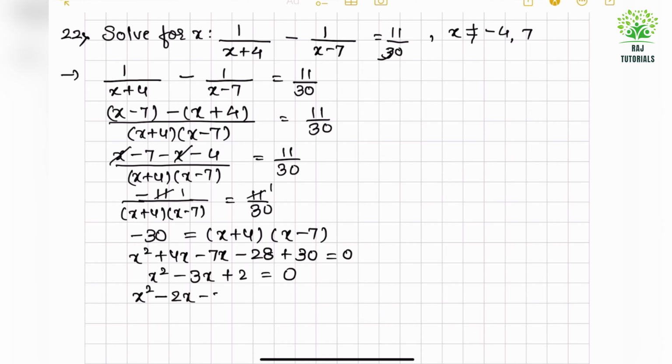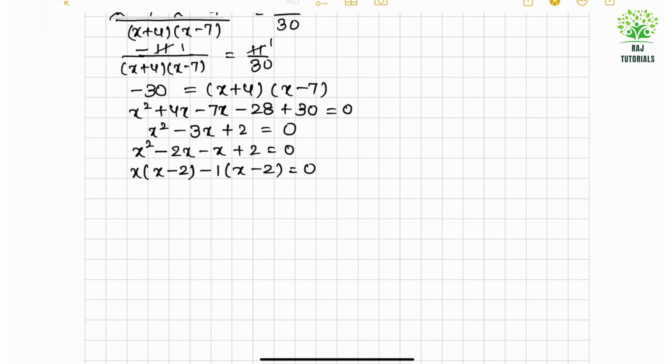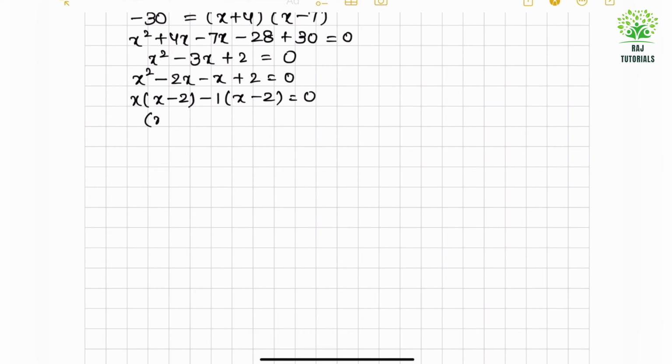So now splitting the middle term, I will have x square minus 2x minus x plus 2 equal to 0. From the first two terms x is common, so x minus 2. From the second two terms minus 1 is common, so x minus 2 equal to 0. Now I will have x minus 2 into x minus 1 equal to 0. So therefore x equal to 2 or x equal to 1.